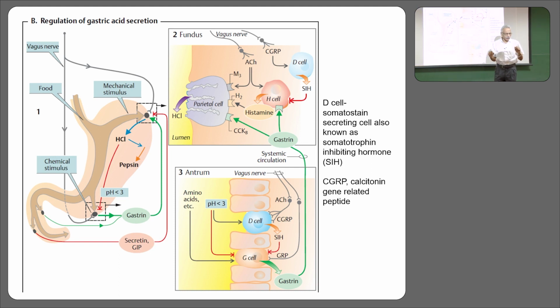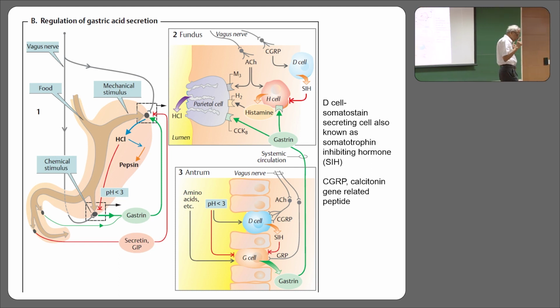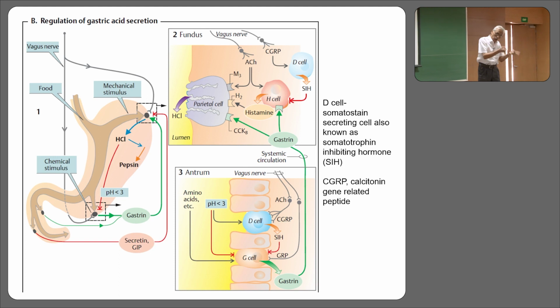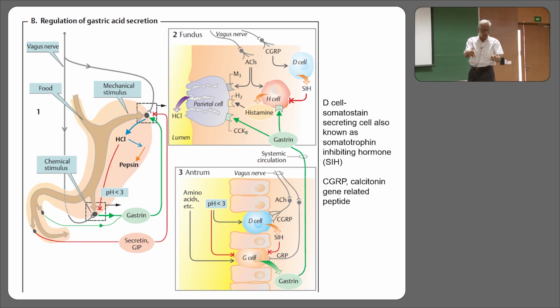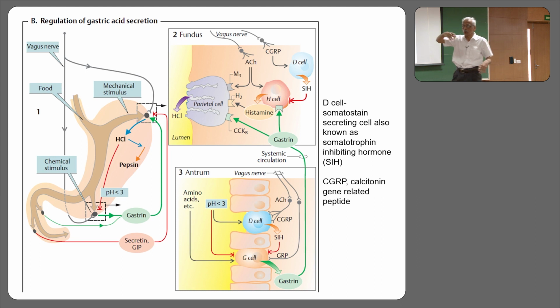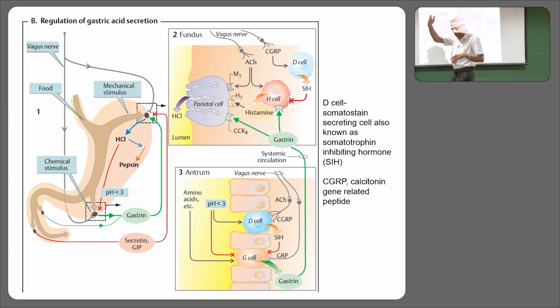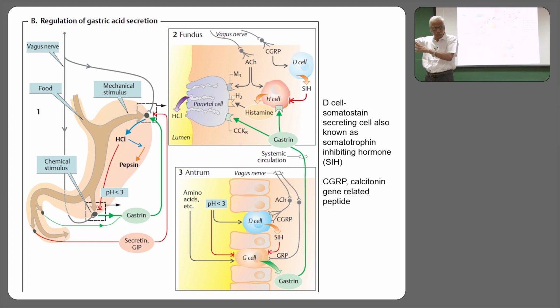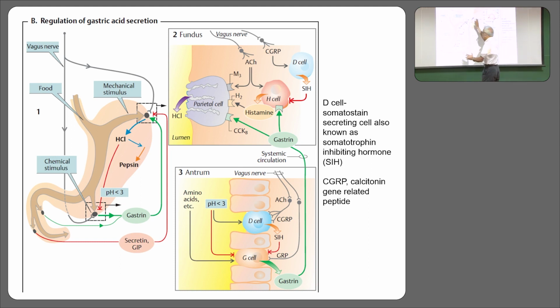This acetylcholine is acting via a receptor. What kind of acetylcholinergic receptor will you find on the basal side of the parietal cell? M3. So muscarinic 3, a 7 transmembrane, G protein coupled receptor, and when excited it will excite the cell to generate hydrochloric acid.